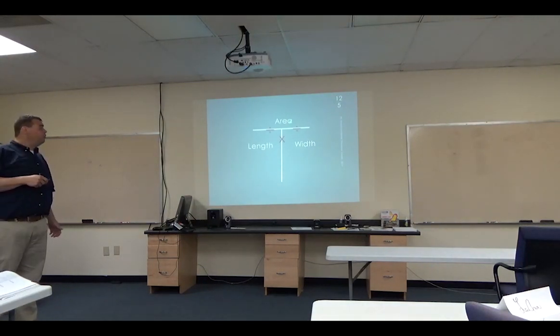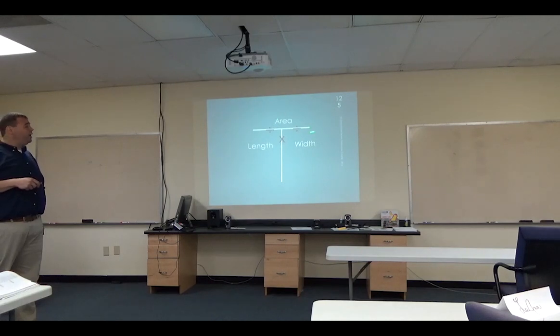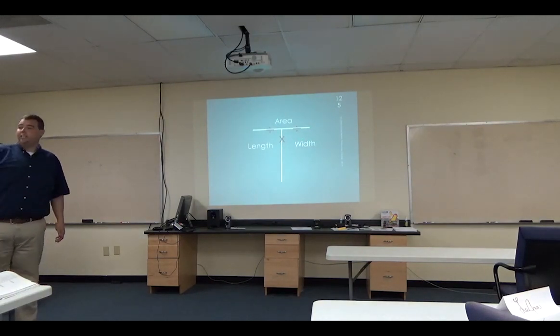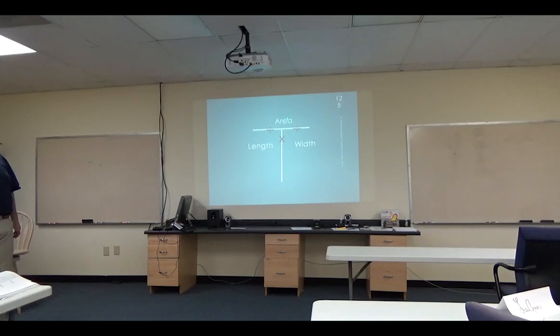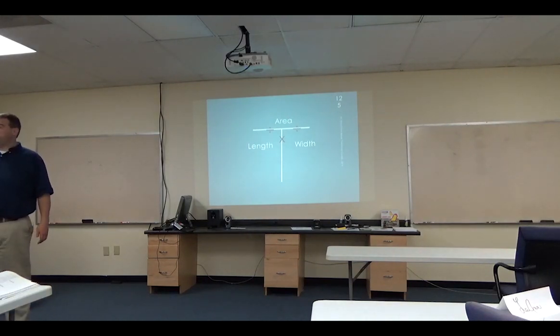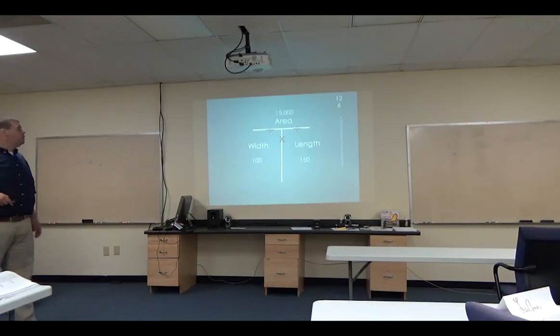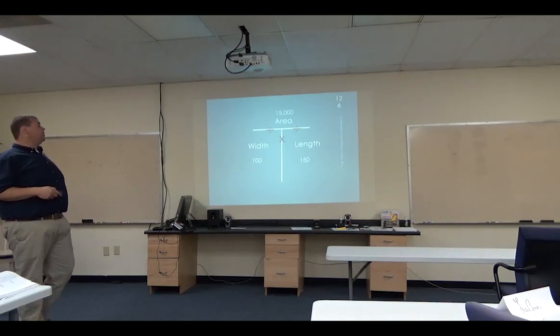Well, said another way, if I was looking for width, what does the T-bar say I need to do to solve for width? Divide the area by the length. Area divided by length, right? And if I wanted to solve for length, it would be area divided by width. Okay? And an example of that would be here.